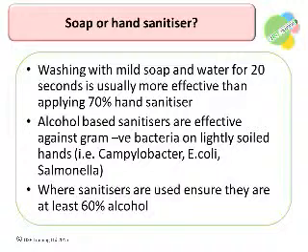However, if you've got heavy soiling or you want it as an additional area, or you've got some work where you haven't got any soap and water available for some reason, then alcohol-based sanitisers are very effective against gram-negative bacteria as well as gram-positive bacteria. And they're good on lightly soiled hands. So examples of gram-negative bacteria would be Campylobacter, E. coli and Salmonella, whereas non-alcohol-based sanitisers don't work very well against those bacteria.